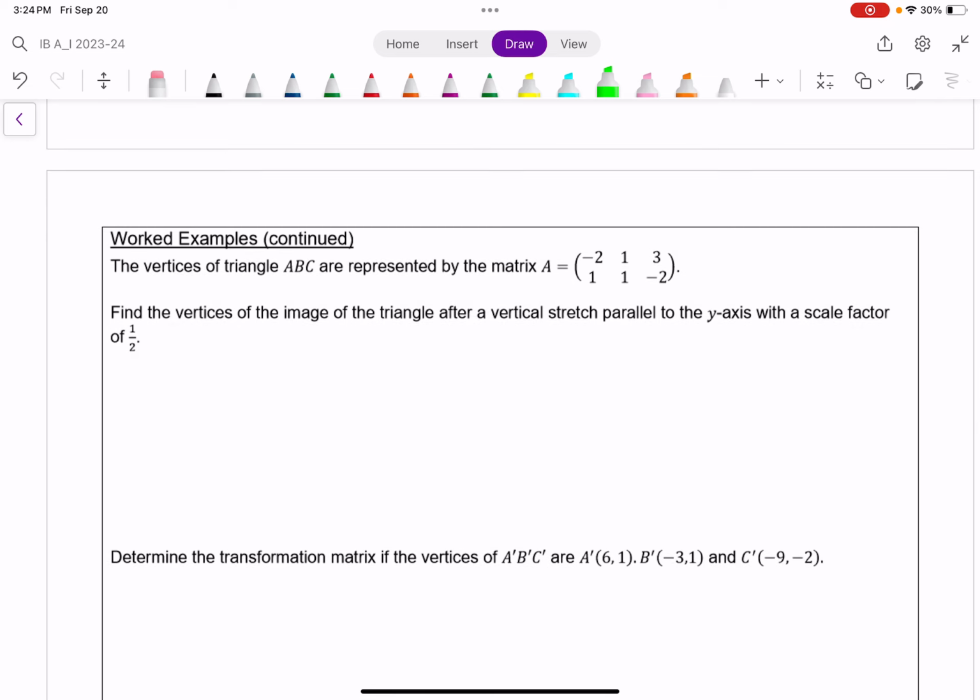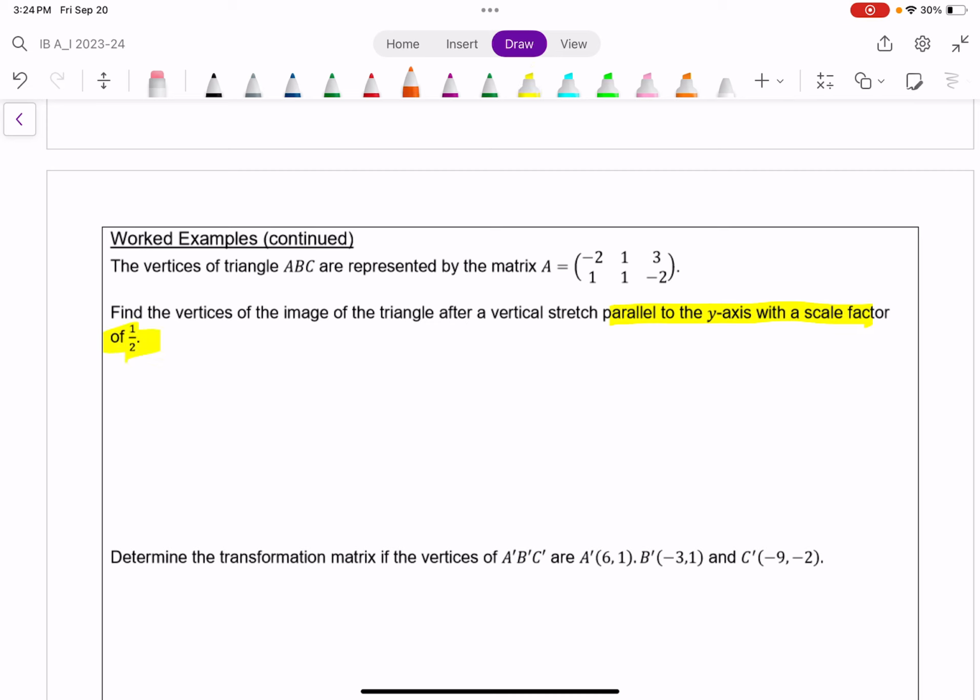All right, so here I have a triangle. I think it's the exact same points as before. Yep. This time I want to find the vertices of the image after it's been a vertical stretch parallel to the y-axis by a scale factor of 1/2. So what does that mean?